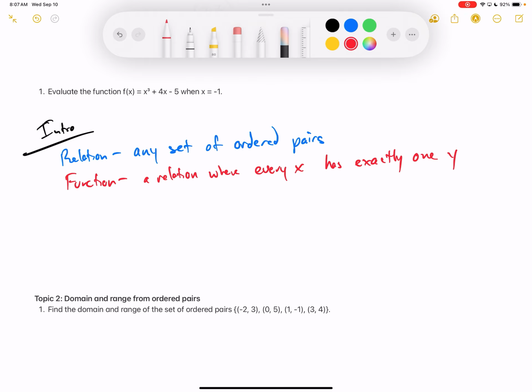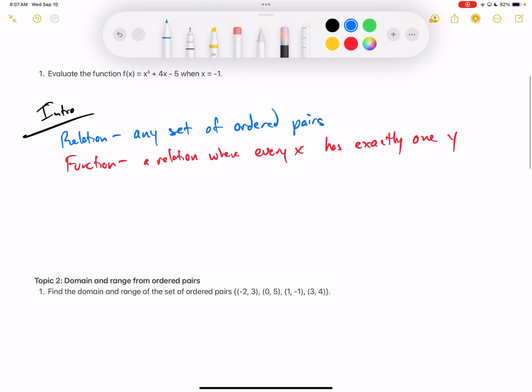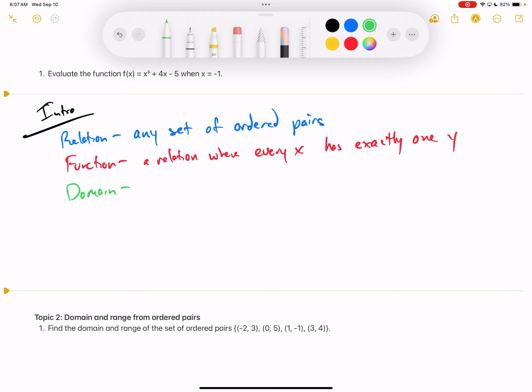I'm saying this definition here, and actually quadratics are functions. But the ones that we're going to focus on today are the domain and range. A relation is any set of ordered pairs. So the most common one that we use is x, y. Okay, like that's a set of ordered pairs, right? X comes first, y comes second.